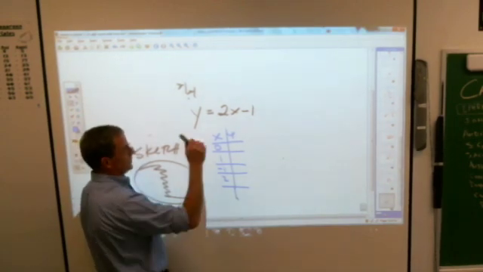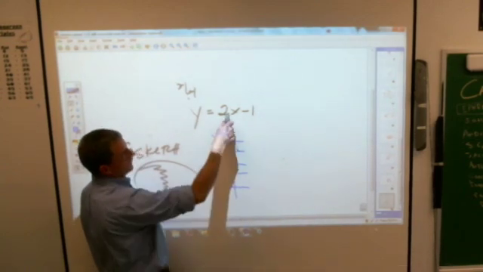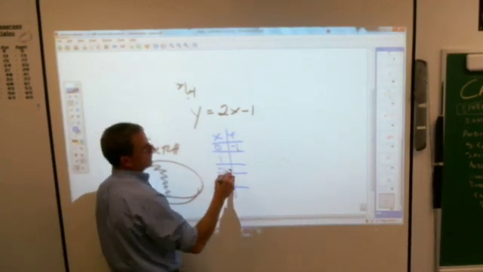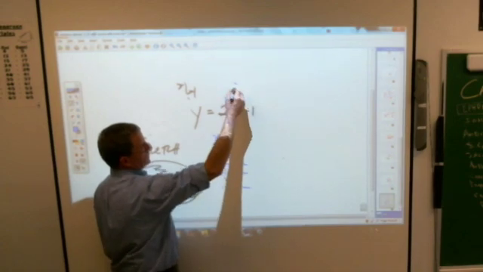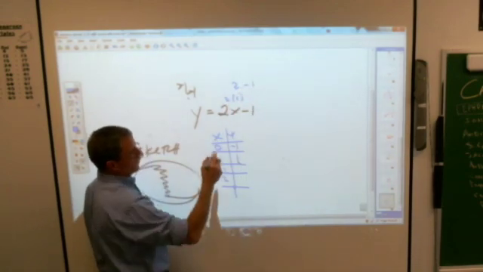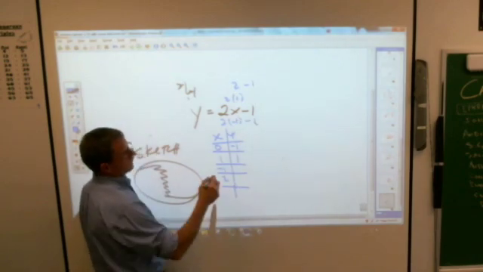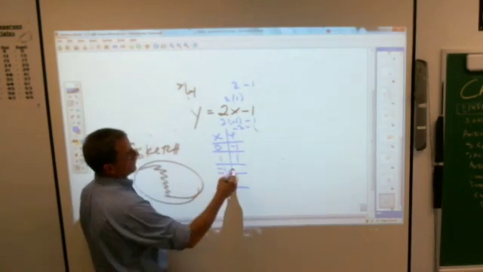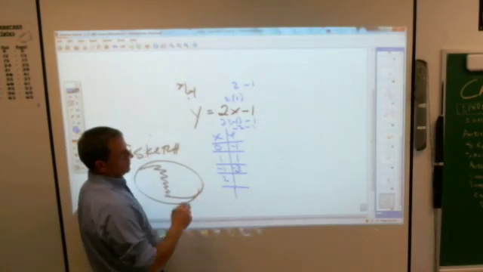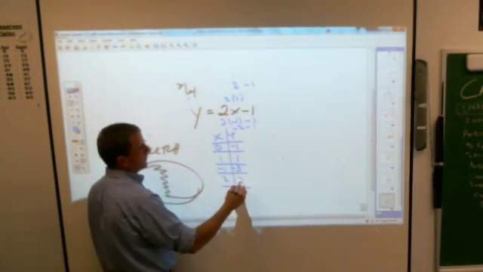So Jackson, if you put 0 in for x, 2 times 0 minus 1 is negative 1. If you put 1 in for x, 2 times 1 minus 1: 2 minus 1 is 1. Negative 1 in for x: 2 times negative 1 is negative 2, minus 1 is negative 3. And 2 in for x: 2 times 2 is 4, 4 minus 1 is 3.